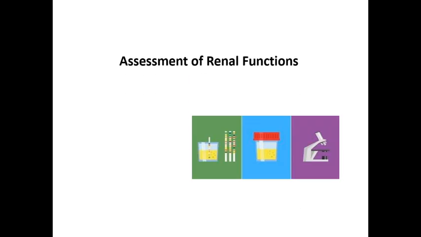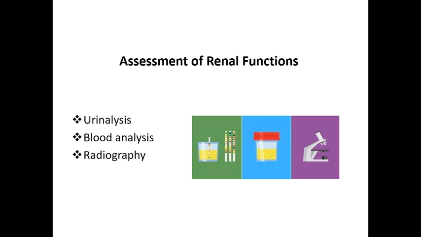Right. So now you have an idea about the structure of the urinary system, the parts of the urinary system. Then you have an idea about the kidney, the macroscopic structure of the kidney, and then the microscopic structure of the kidney, that is the nephron, and you also have an idea about the basic functions of the kidney. Now we'll see how the renal functions are assessed. So here are the tests: urine analysis, blood analysis, radiography, and renal biopsy.